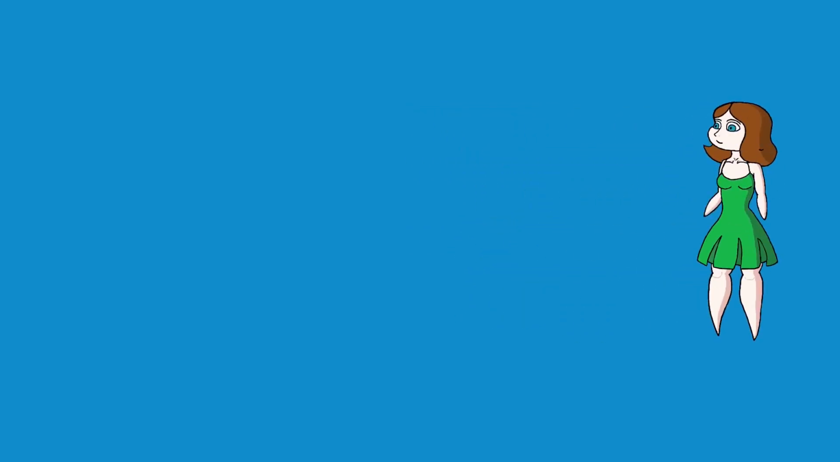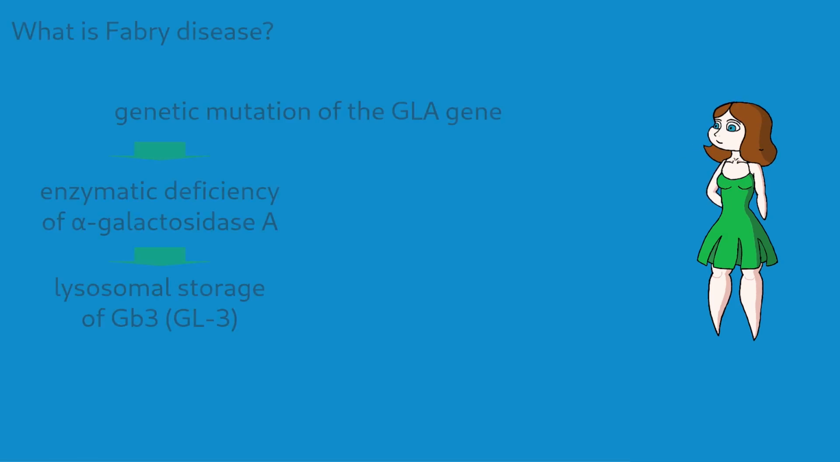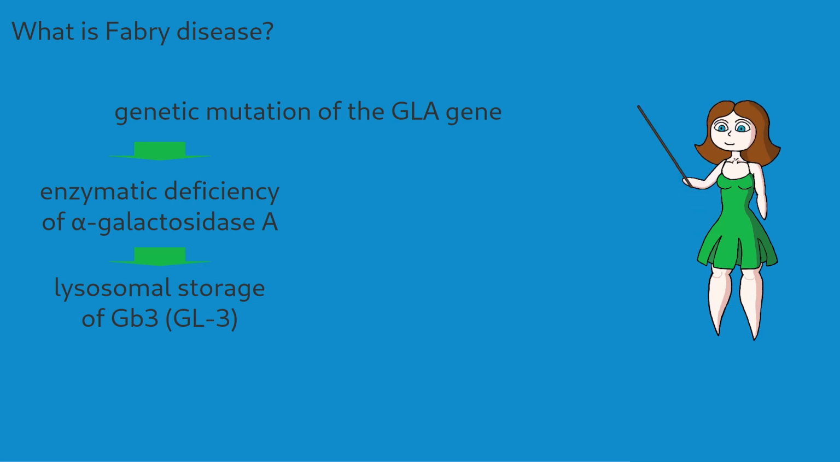In our last video, Fabry explored protein misfolding and endoplasmic reticulum stress as a cause of Fabry disease. As a reminder, Fabry disease results from genetic mutations that affect a gene for a specific protein. This protein, an enzyme called alpha-galactosidase A, is necessary for the breakdown of a specific fatty substance called GB3 or GL3. When this enzyme doesn't work, this fatty substance accumulates in a cell organelle called lysosome.